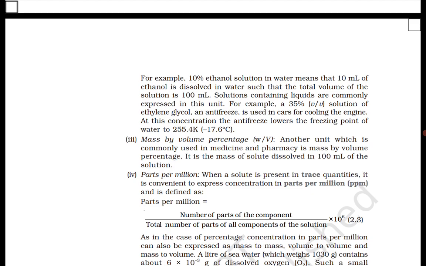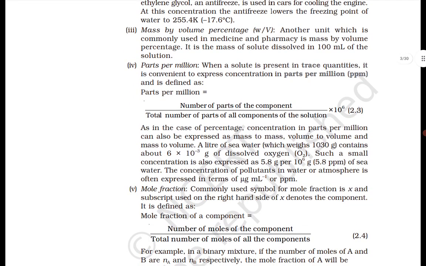4. Parts per million. When a solute is present in trace quantities, it is convenient to express concentration in parts per million, ppm, and is defined as: parts per million is equal to the number of parts of the component by the total number of parts of all components of the solution, into 10 to the power 6. Equation 2.3. As in the case of percentage, concentration in parts per million can be expressed as mass to mass, volume by volume, and volume to mass.